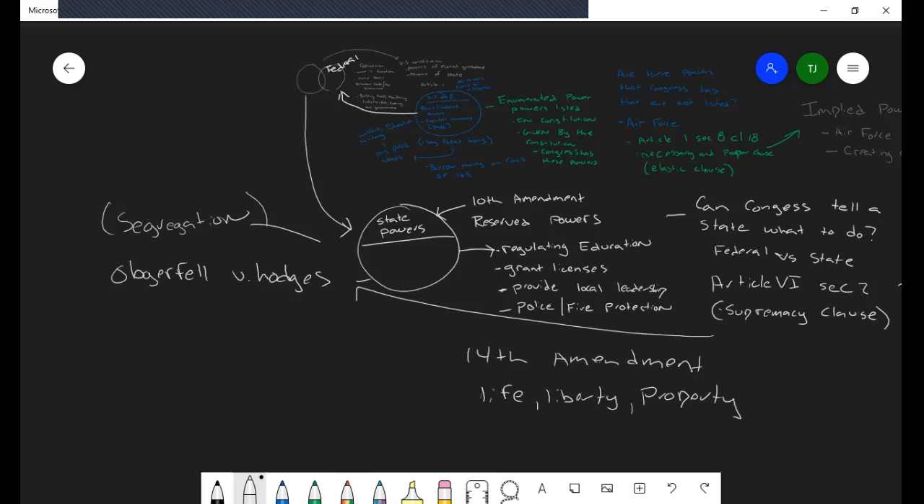In the case of Obergefell v. Hodges, you had a same-sex couple who couldn't get, were not granted a marriage license in their state. Because remember, one of the state powers, reserved powers, was to grant licenses. They were not granted a marriage license, so they went to a different state and got married. When they returned to their home state, their state did not recognize their marriage.